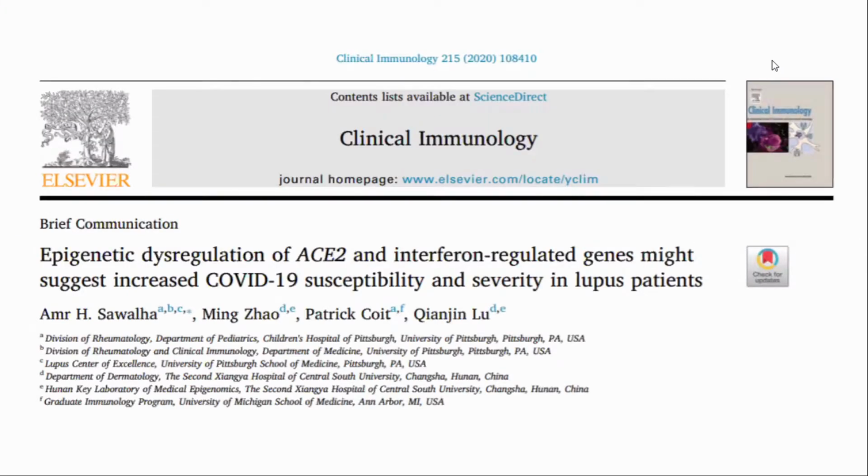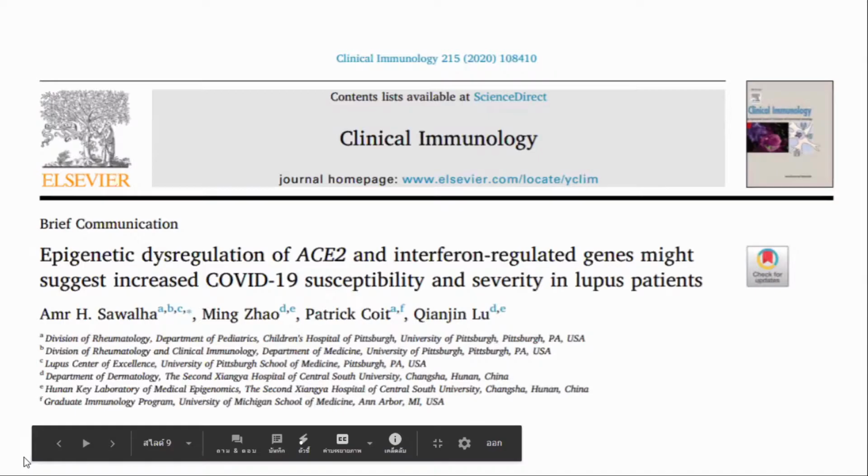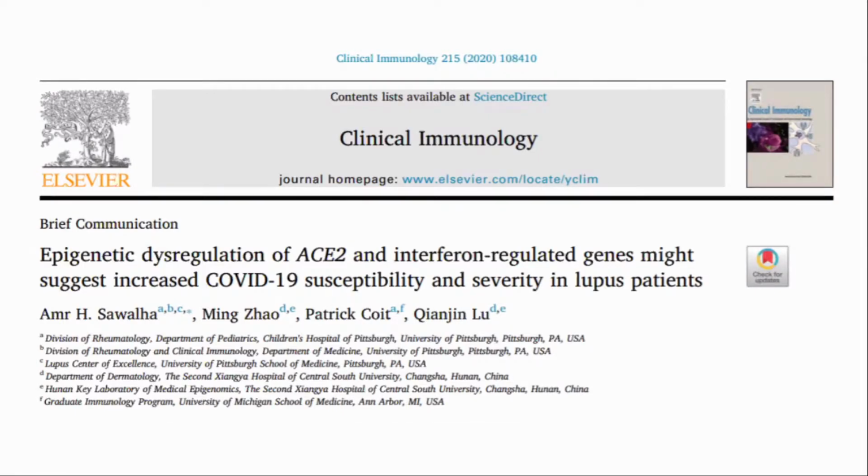So start with epigenetic dysregulation in SLE. Next slide. Okay, from my searching, I found this topic. I'm not sure if it is an article or a review, it's quite like a mini review, where they took other experiments and analyzed them again. The topic is that epigenetic dysregulation of ACE2 and interferon regulated genes might suggest increased COVID-19 susceptibility and severity in lupus patients.